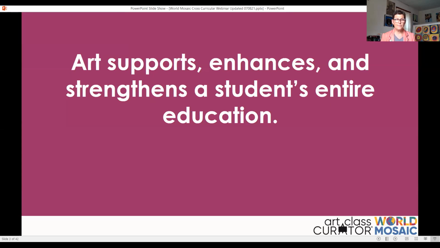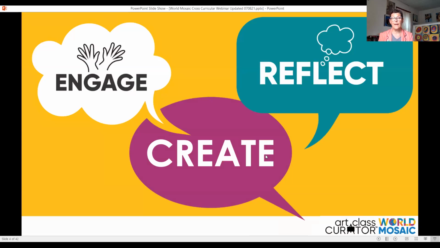It teaches them life skills and critical thinking, communication, collaboration, and creativity, of course. And so this curriculum is so fantastic in terms that it not only builds a beautiful art education, but it also helps strengthen the student's complete education. And I think art educators are phenomenal at that.